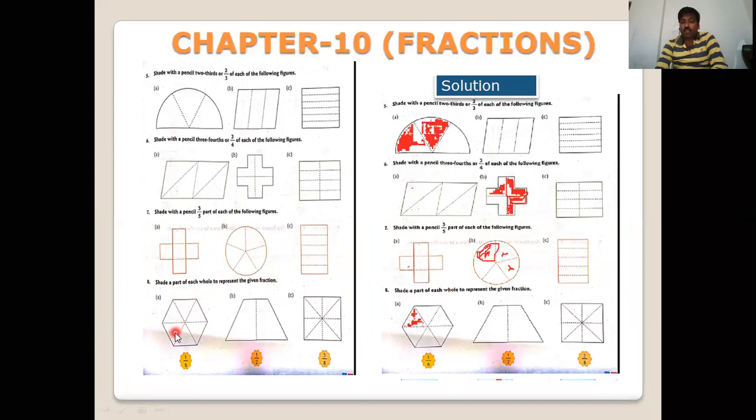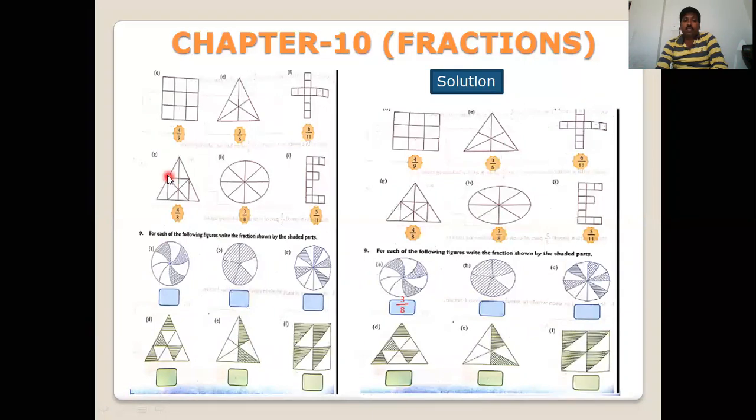Here are the questions. And now 1 by 6. Now we will color the 1 by 6 part. It means color only one part. And now we can shade this figure and this figure according to the given fractions. Okay, children. Now in the same way we can solve this type of question.